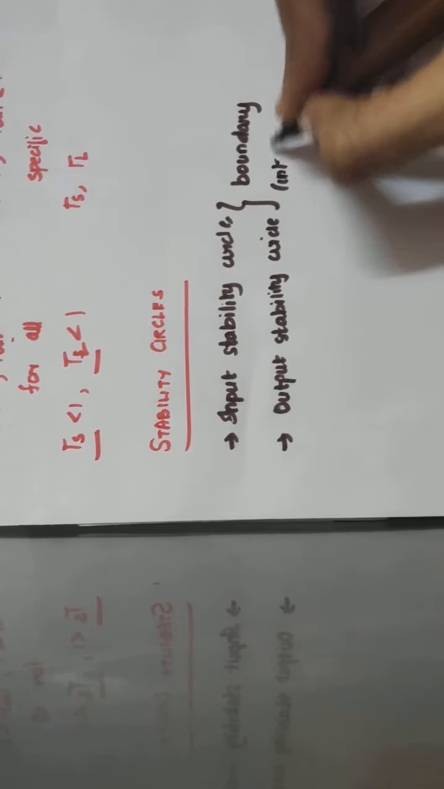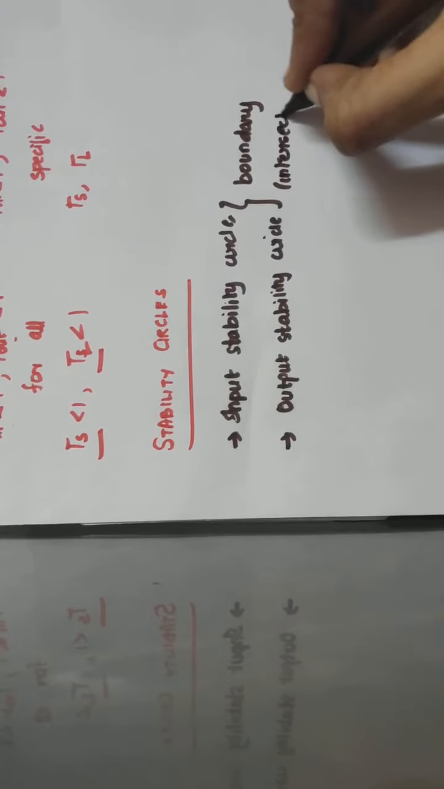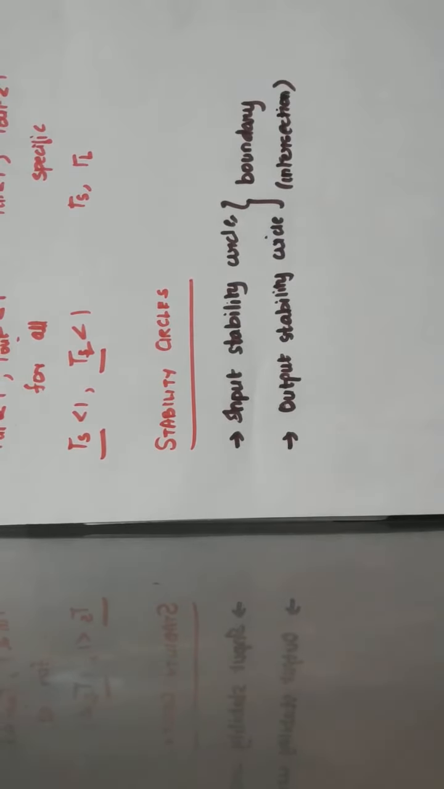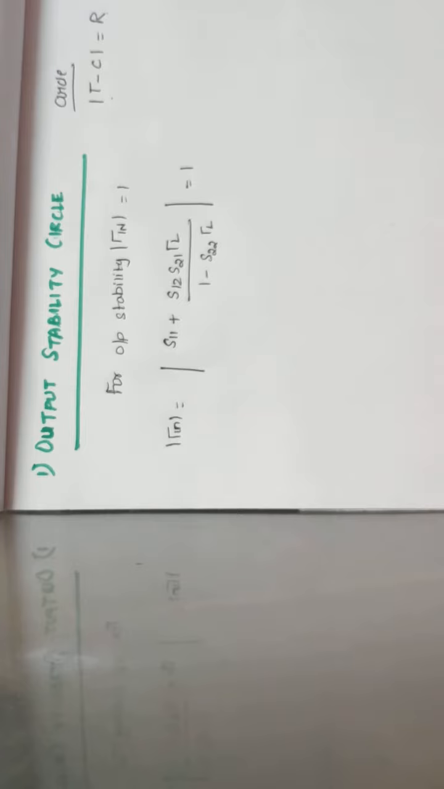So we are going to find out, based on certain conditions, where the input stability circle and output stability circle intersect each other, and the intersection decides whether it is stable or unstable in nature. Now let us start to see how to find the stability. Now let us derive the condition for the output stability circle.